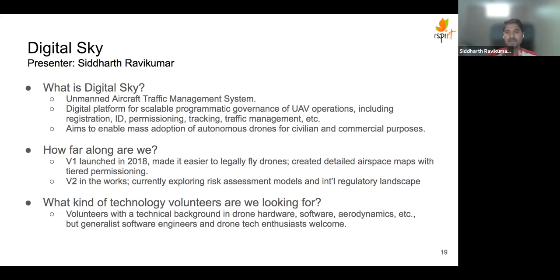And what are we looking for in volunteers? Ideally, we'd like people with experience in drone hardware, firmware, and software like ArduPilot and so on. But even generalist software engineers who are enthusiasts for drones are welcome.